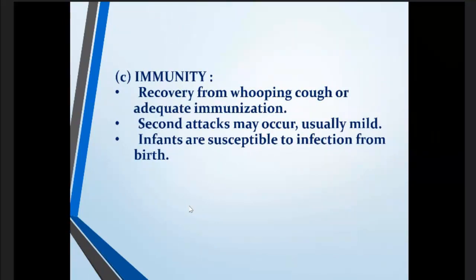Children will have immunity after recovery from whooping cough or after adequate immunization. Second attacks may occur, but usually mild, and infants, as we said, are susceptible to infection from birth. That's why we give the DTP vaccine. The triple vaccine is given early in life because the child does not have immunity or maternal antibodies for pertussis.